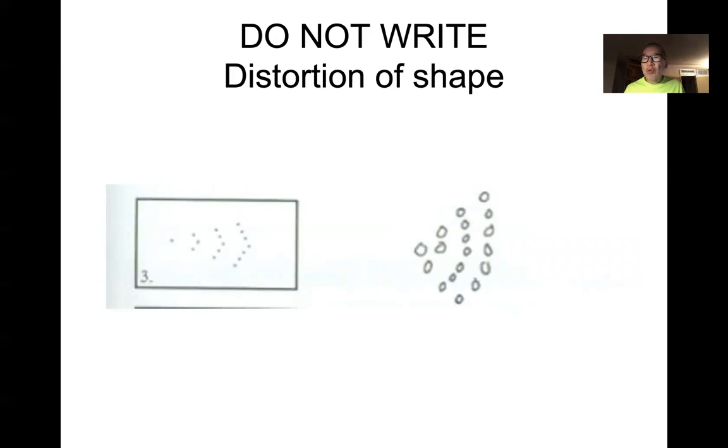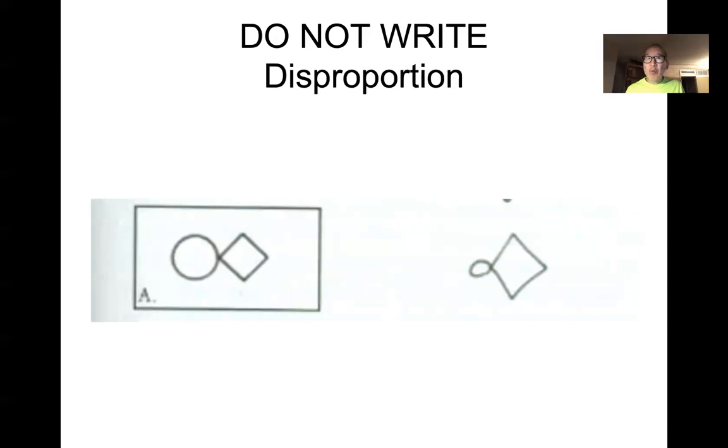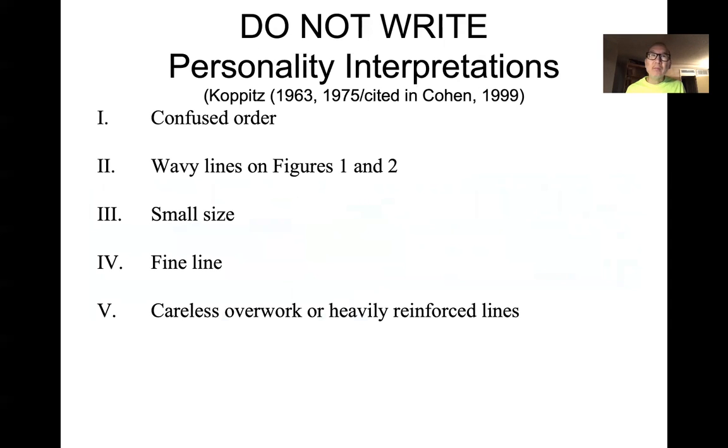Here's another one, distortion of shape, disproportionate replications. It should be even, but it's very teeny compared to the size of the, I guess you could say, diamond. Okay, we'll get past personality interpretations based on Bender Gestalt responses. I'm just going to bypass this because the empirical support for this is really weak.